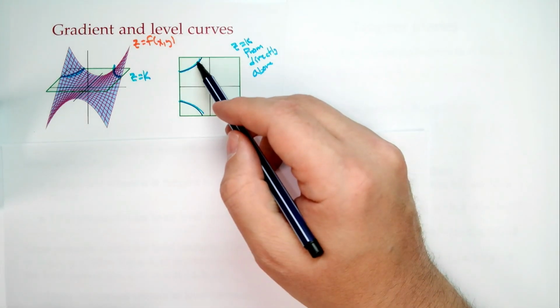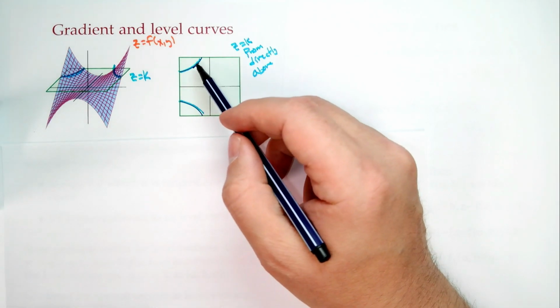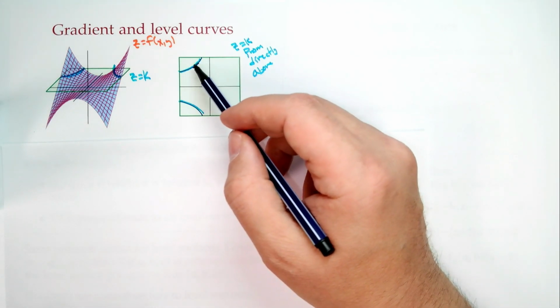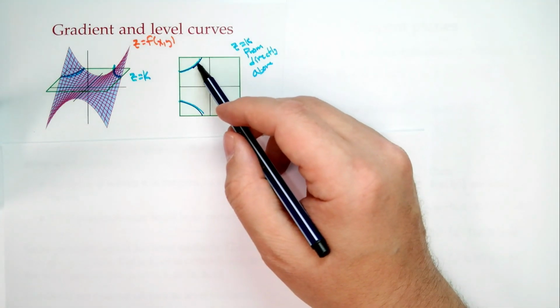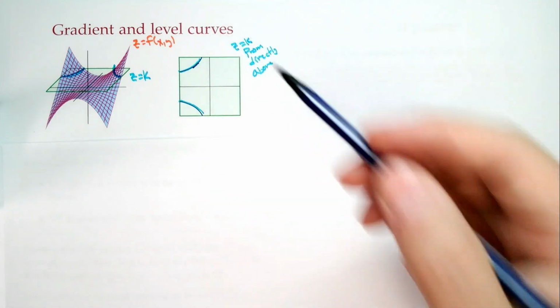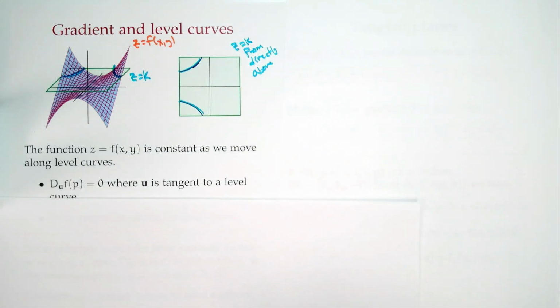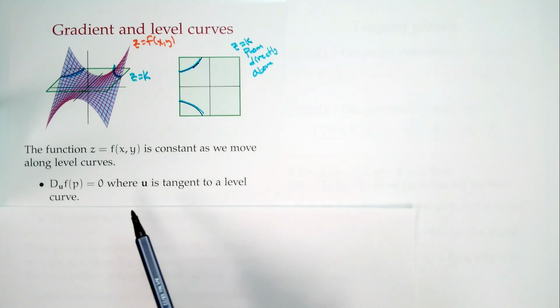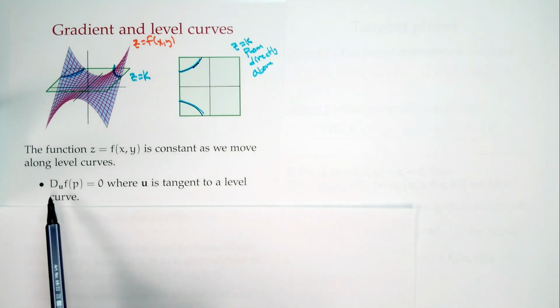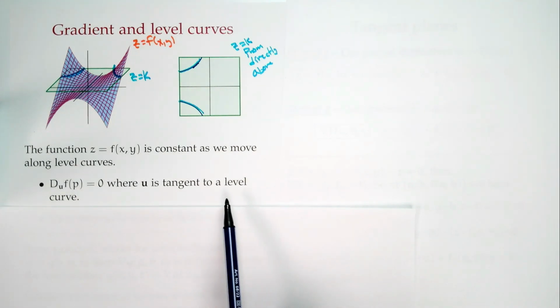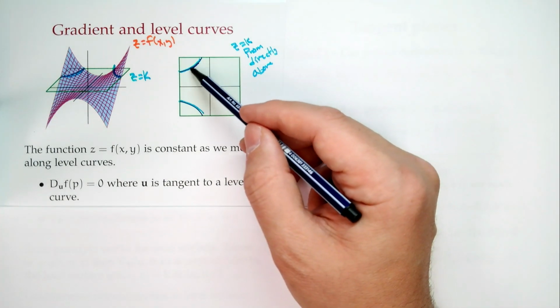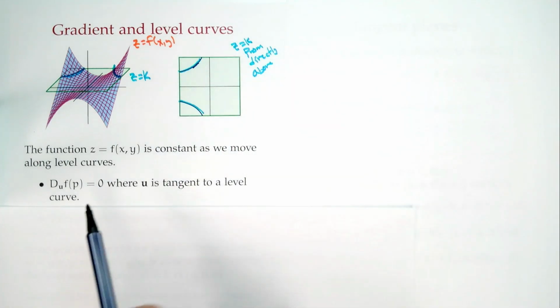So the answer is, suppose I'm now moving on this level curve. What direction am I moving? What direction I'm moving is in the direction of the tangent to the level curve. So what we have is, because we're constant on the level curve, the directional derivative of the function when we move tangent to the level curve, which basically says staying on the level curve. So as we stay on the level curve, the directional derivative should be 0. Okay, so that makes sense. We're not changing, the derivative should be 0.